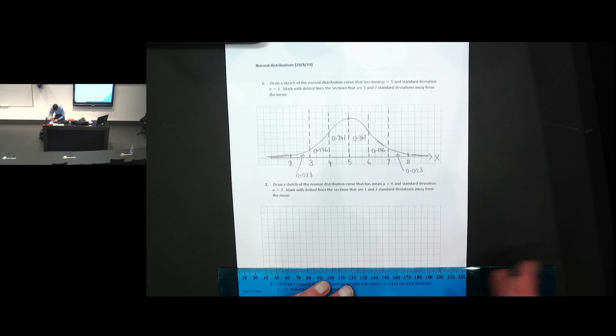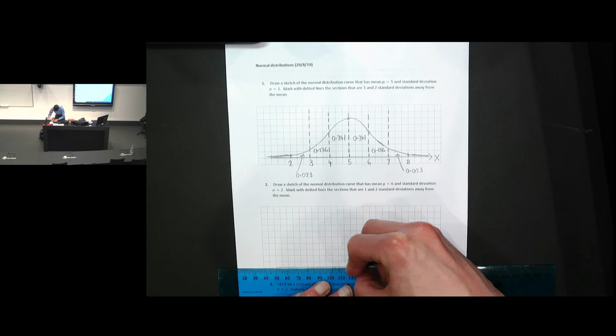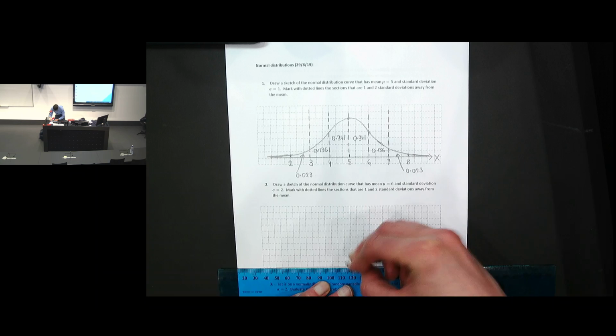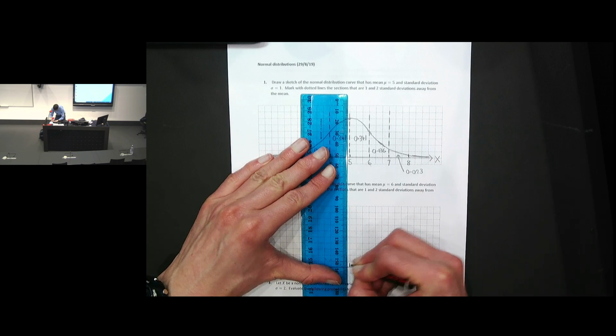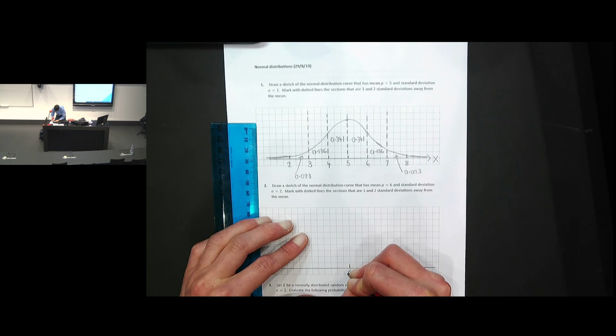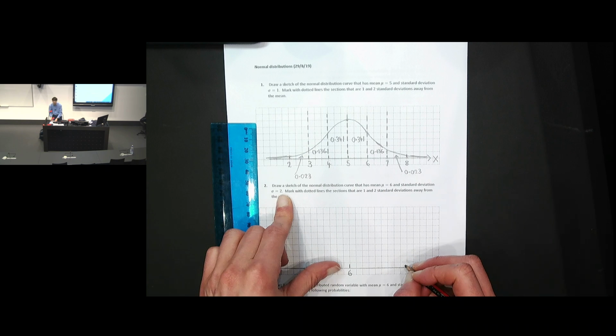So after we do that, we're asked to do pretty much the same thing all over again. So let's do that. It's exactly the same thing again, except now we've got a different mean and a different standard deviation. Now we're told that the mean is going to be at 6 instead of 5, and the standard deviation is now 2.